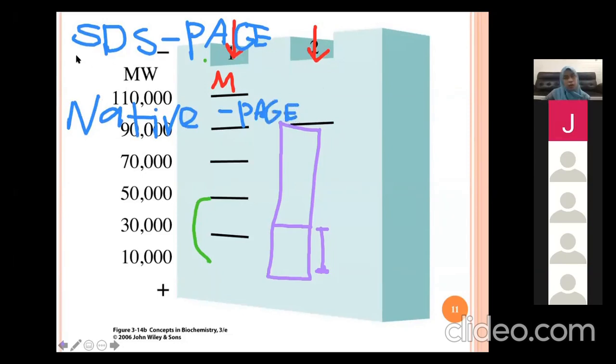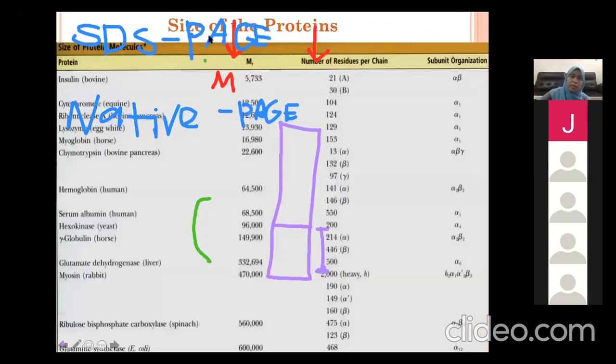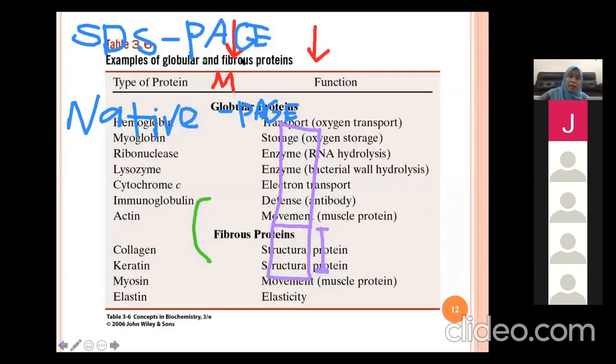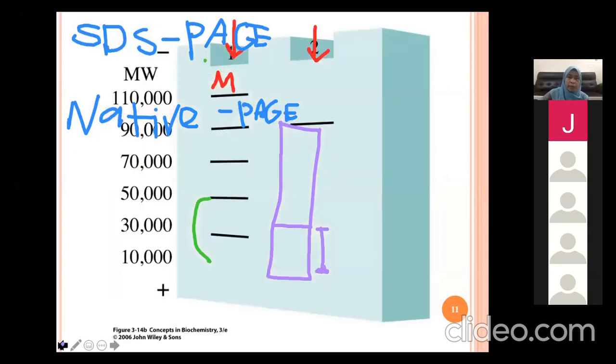SDS page stands for sodium dodecyl sulfate polyacrylamide gel electrophoresis. Native page is just a native original gel with polyacrylamide gel electrophoresis. Okay, please have a look. What is the difference between these two gels? When can we use these two gels?